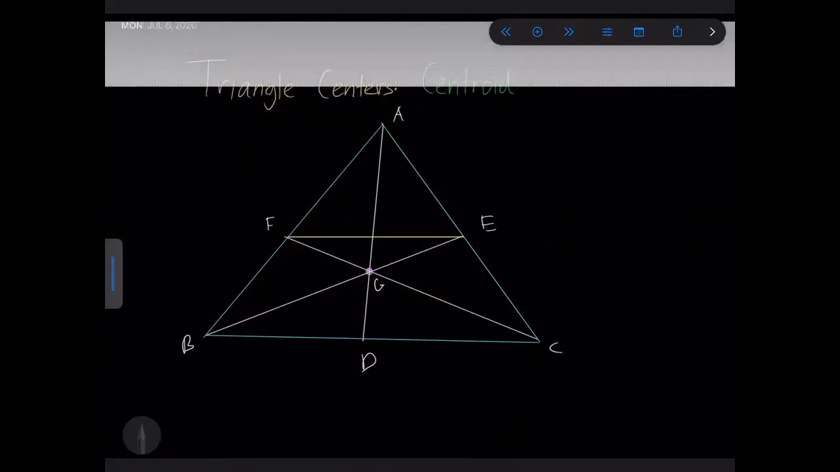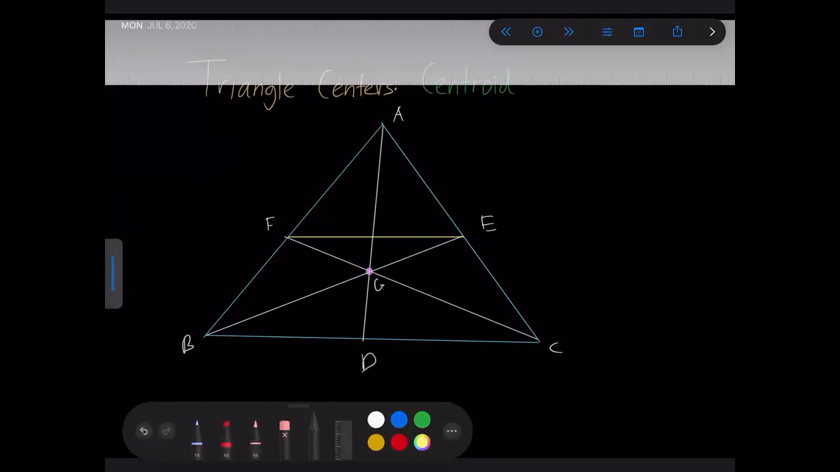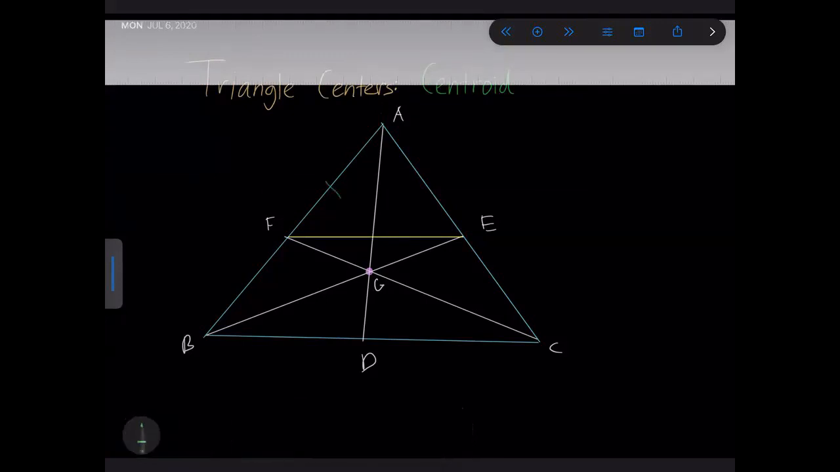Now, the next thing we notice is something very interesting. FE is a mid segment of triangle ABC. How do we know this? Let's draw this out. We know that these two are the same, these two are the same, and these two are the same. So AF is half of AB, AE is half of AC. Now FE connects the midpoints of two sides of a triangle, and we notice that AFE and ABC are similar triangles. Therefore, FE is parallel to BC.